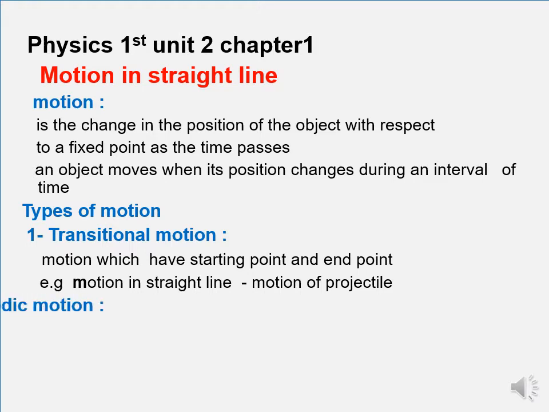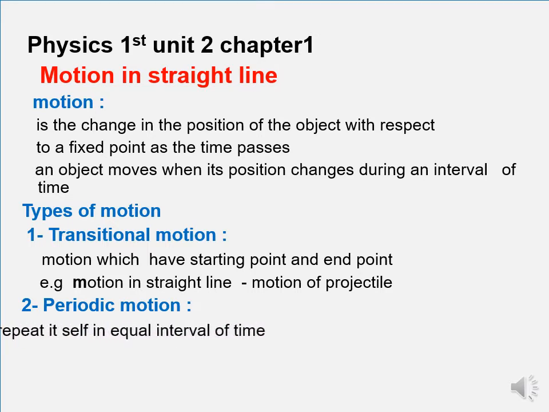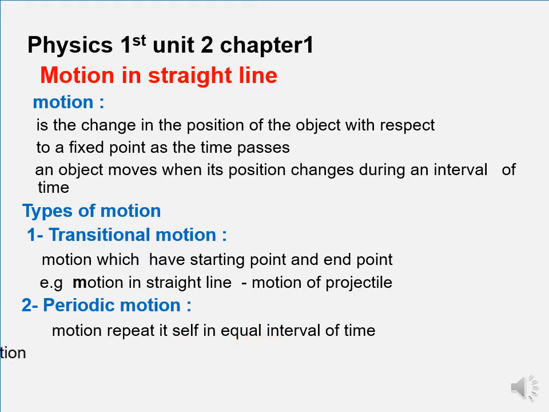Second type of motion is periodic motion. Periodic motion, it is the motion which repeat itself in equal interval of time. Like motion in a circle or vibrational motion.